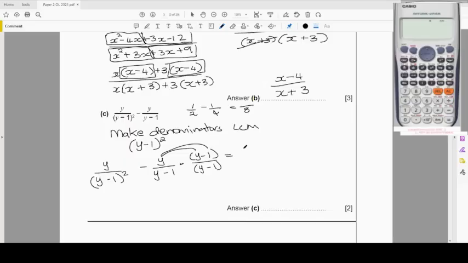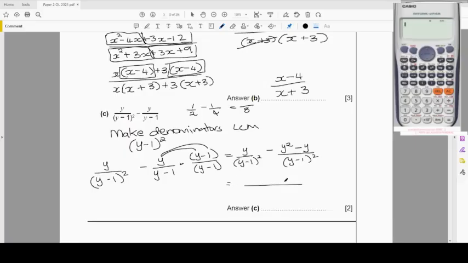So when I do this, I have y over y minus 1 squared, and minus, this is negative, I can leave it like that. So I say y times y, this is y squared. And then y times minus 1, this is minus y. Okay, and then this is over y minus 1 squared. Okay, so now I'm going to rewrite it as a single fraction.